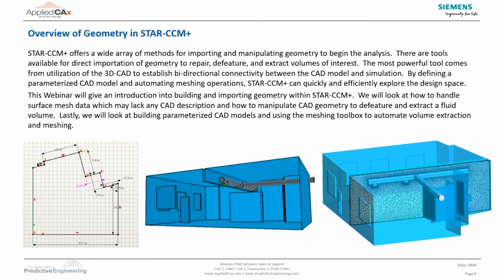So just an overview of geometry in STAR. It offers a wide array of methods for importing and manipulating geometry to begin the analysis. This is really the first step to any analysis, and in my mind, a somewhat overlooked step. People get focused on applying the boundary conditions, the meshing, the physics, but if you don't have a good geometry to start your analysis off, everything down the road could be compromised.